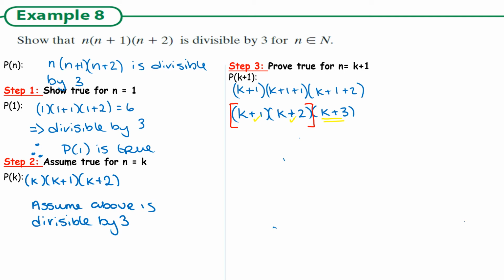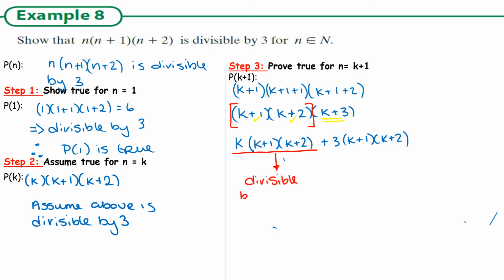And if we thought about that, we could say that we'd split the brackets. So it would be k times k plus 1 times k plus 2, plus 3 times k plus 1 times k plus 2. Now, this left-hand piece is definitely divisible. Well, we've assumed that it's divisible by 3 because we've assumed it in step 2. And this part is divisible by 3 because there's a 3 at the front. So divisible by 3.